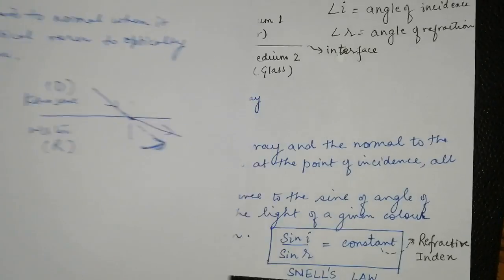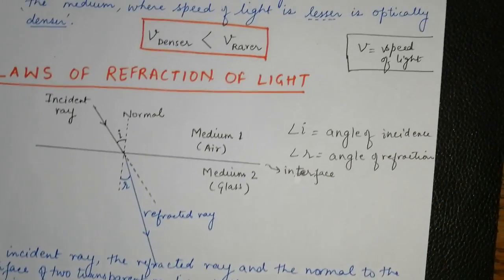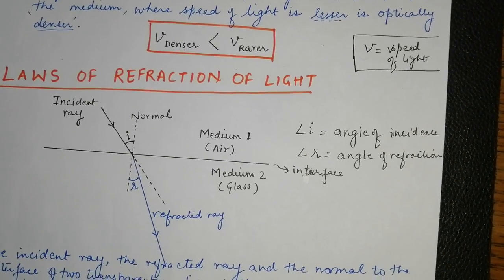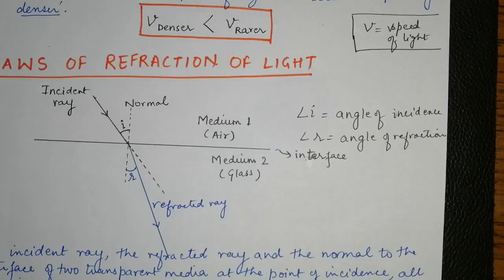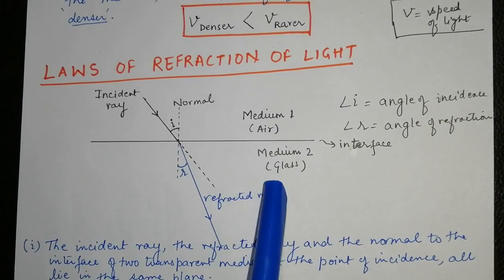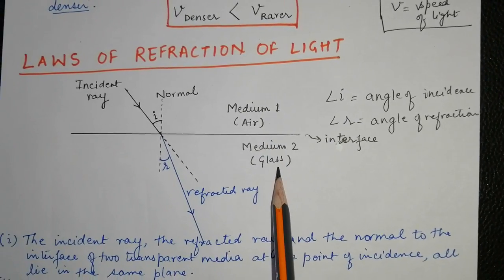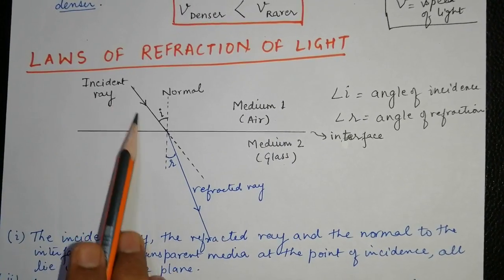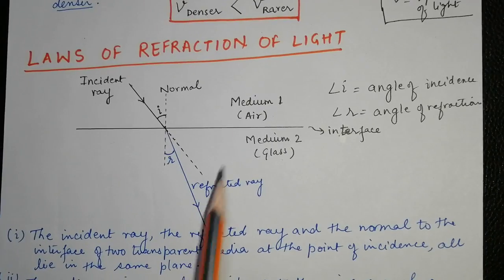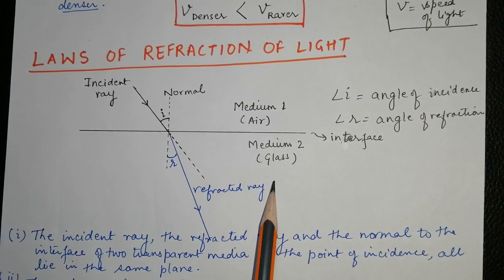So now we have understood the phenomenon of refraction. Now we are in a position to give the laws of refraction of light. To understand, consider two mediums, medium 1 and medium 2. Medium 1 I am taking here as air and medium 2 as glass. I take a ray to fall on medium 1 and allow it to travel through medium 2, because these two mediums are transparent mediums. So the light will pass through medium 2 as well.